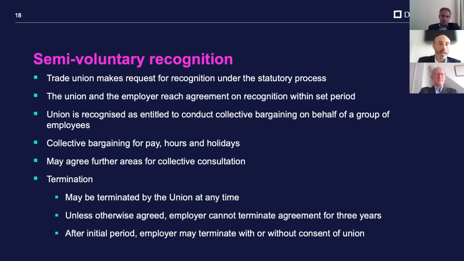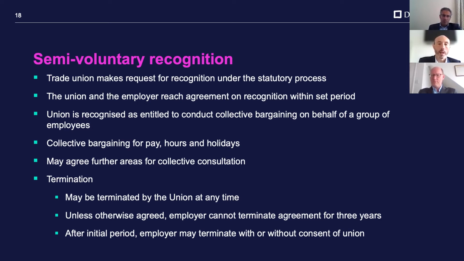Somewhere in between, we get what we call semi-voluntary recognition. And effectively what this means is it may be that the union started off by asking for entirely voluntary recognition and didn't necessarily get the result it wanted. That's reasonably common. So what happens next is the union makes a formal recognition request under the statutory process. So it starts off that statutory process, and Stephen's going to talk to you in just a moment about what that looks like and what the steps are.